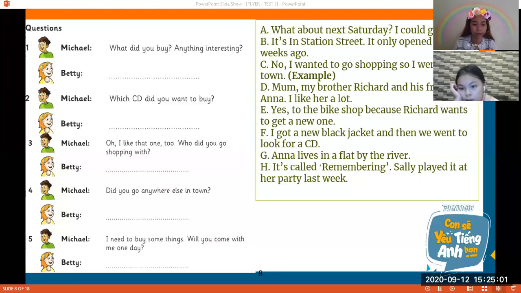Letter D. Can you read it? I can't hear you clearly. D. Read the answer in letter D. Mom, my brother Richard and his friend Anna, I like her a lot. Okay. Number 4.